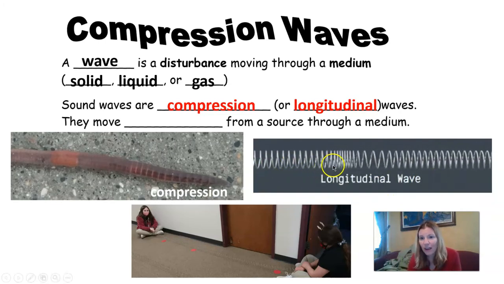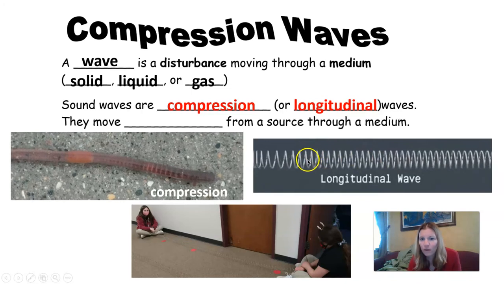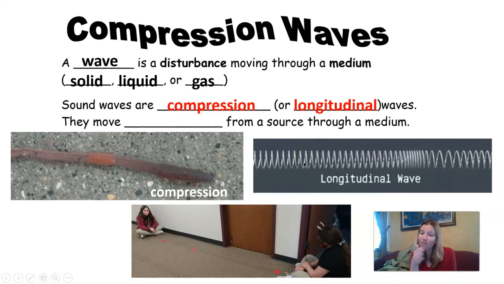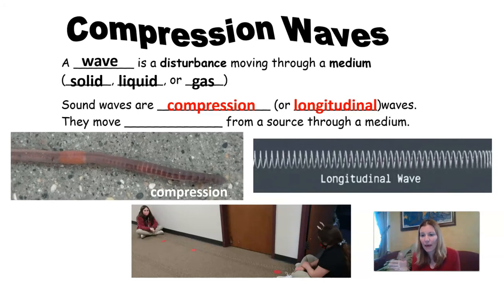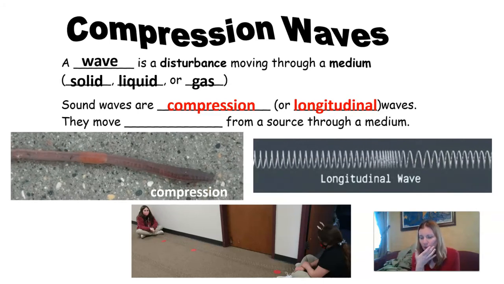And so I had you actually look at the slinky and look at the individual coils of the slinky, and you can see that the wave is moving from left to right, but also the slinky coils are moving from left to right as well. So that's what we call a longitudinal wave.